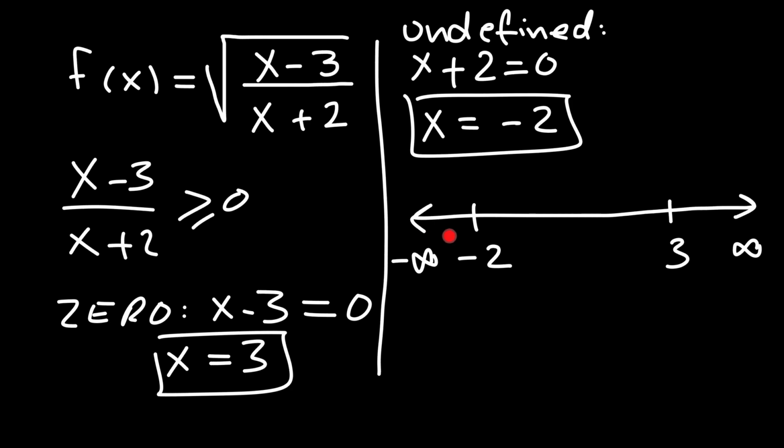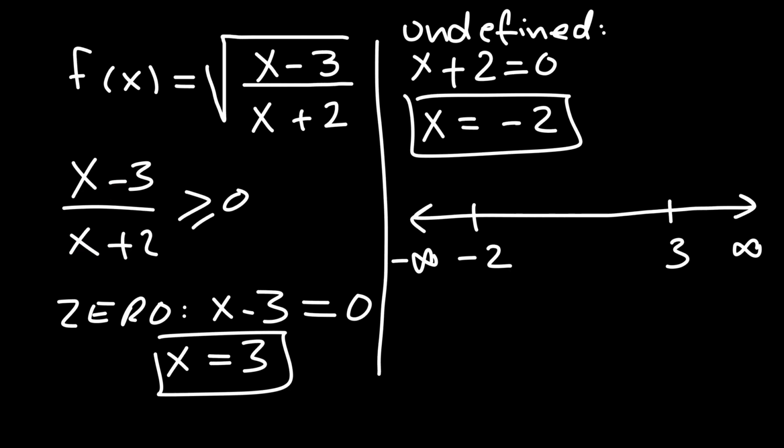As you can see, our number line is divided into 3 ranges or intervals. This is interval number 1, number 2, and number 3. Now, the next step, we will have to take test points on each interval or range. So let us start with this range. We will choose, for example, minus 3 and plug it here. So if we plug minus 3 here, then we will have minus 3 minus 3 divided by minus 3 plus 2.